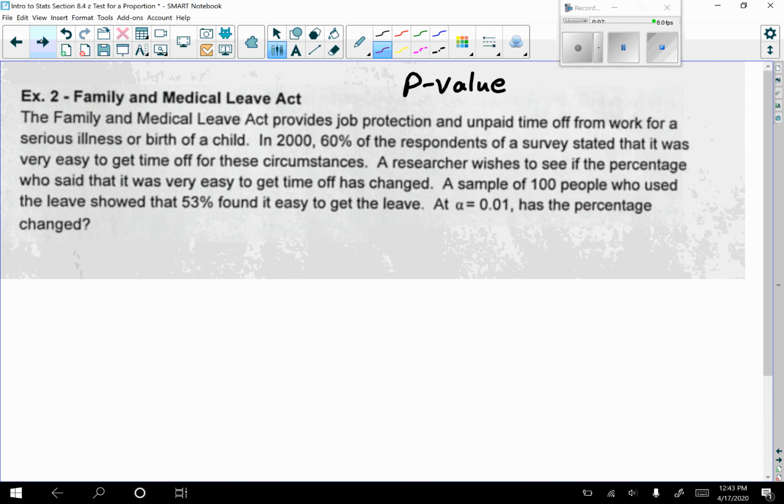Alright, let's take a look at example 2. We're going to use the p-value method on this, so go ahead and pause the video again, read it to yourself, and determine what the null and alternative hypotheses are.